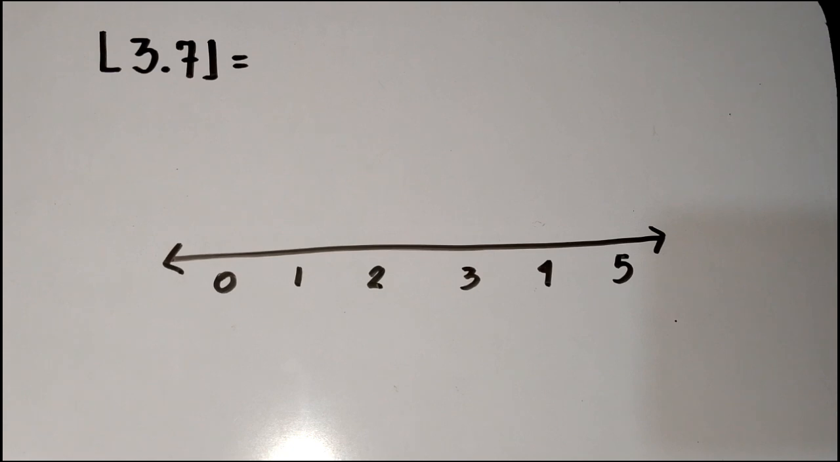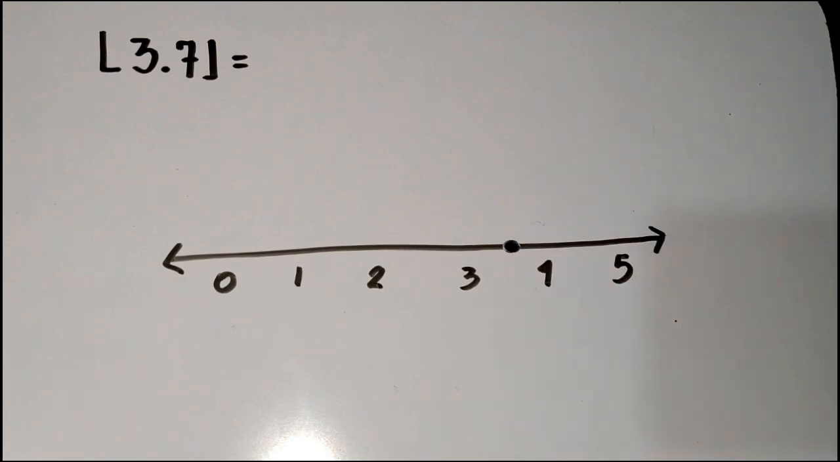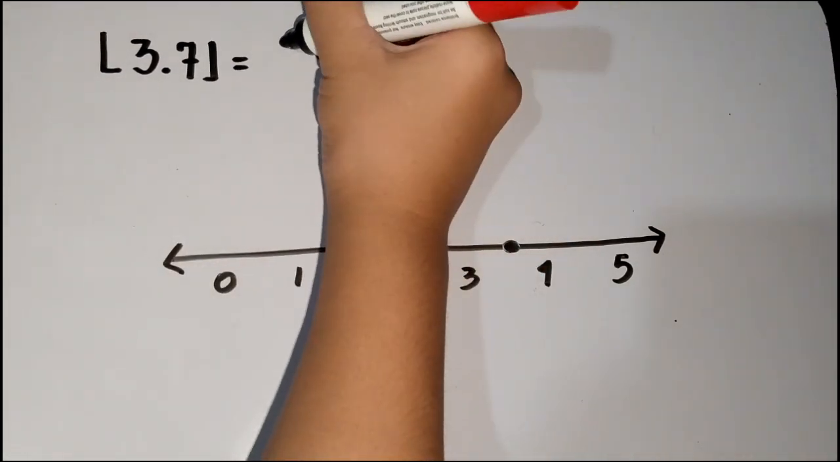If we find 3.7 on the number line, it can be found between 3 and 4. And as for the greatest integer function's definition, an integer should be less than or equal to the given number x. So since 3 is less than 4, therefore the greatest integer function of 3.7 is 3.